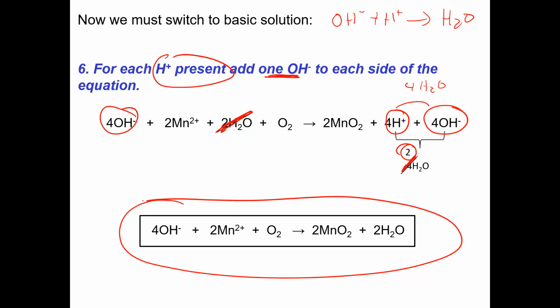4 hydroxide ions plus 2 manganese 2+ ions react with O2 to form 2 manganese 4 oxides and 2 water molecules. And that's my balanced equation in basic solution. And if I go through and check all of my atom types and check the overall total charge, you'll see that everything balances in the way that it's meant to.